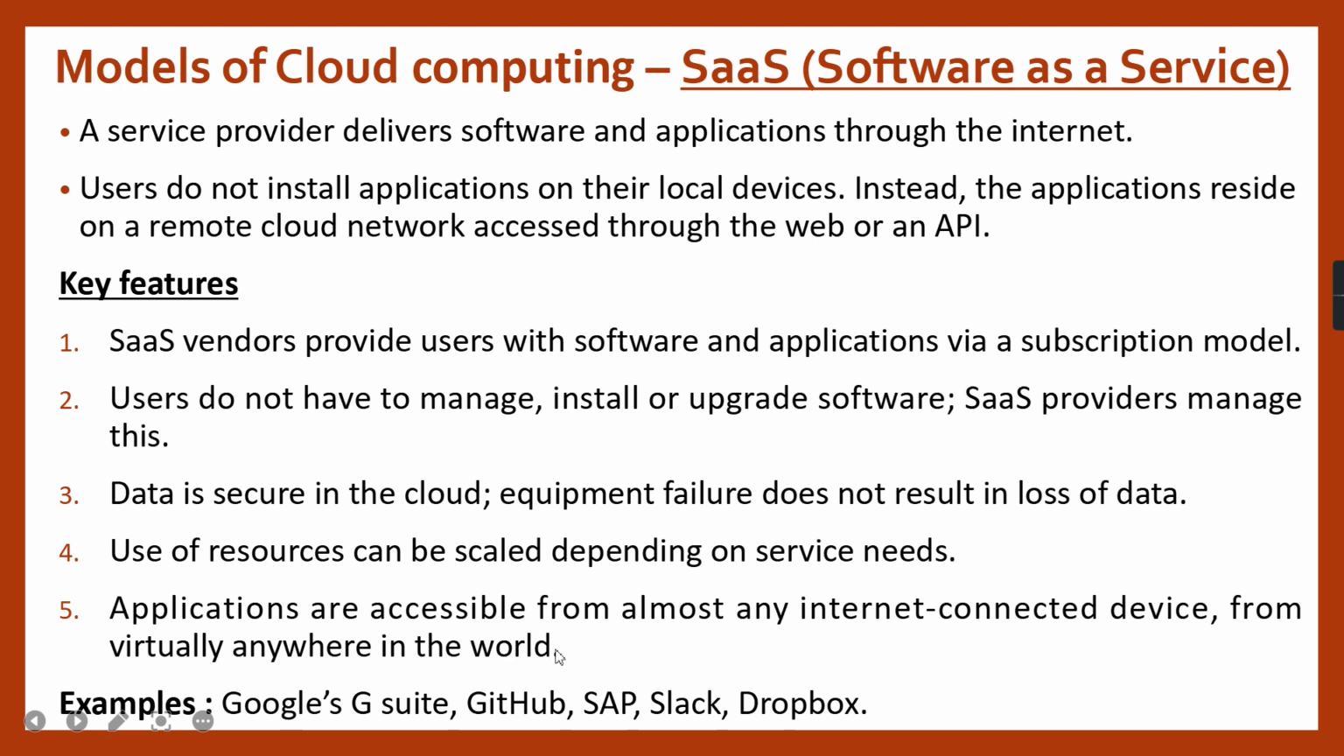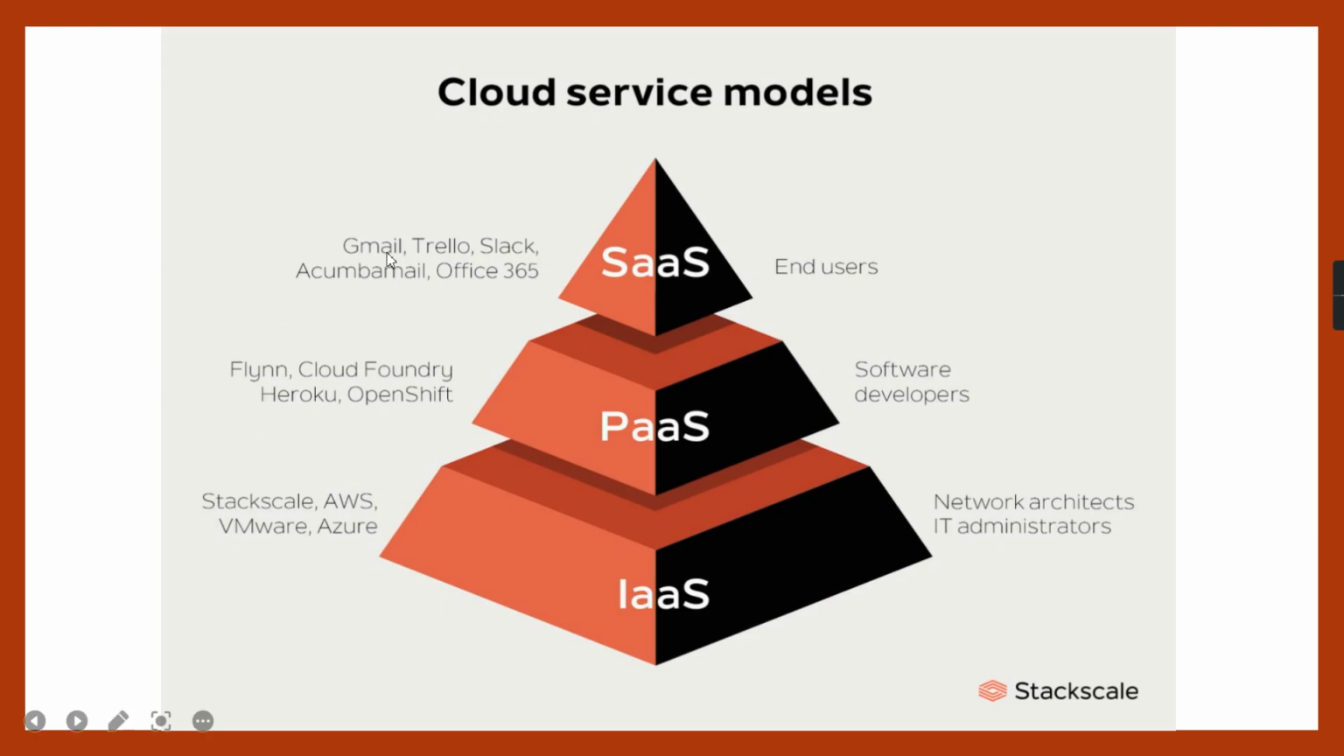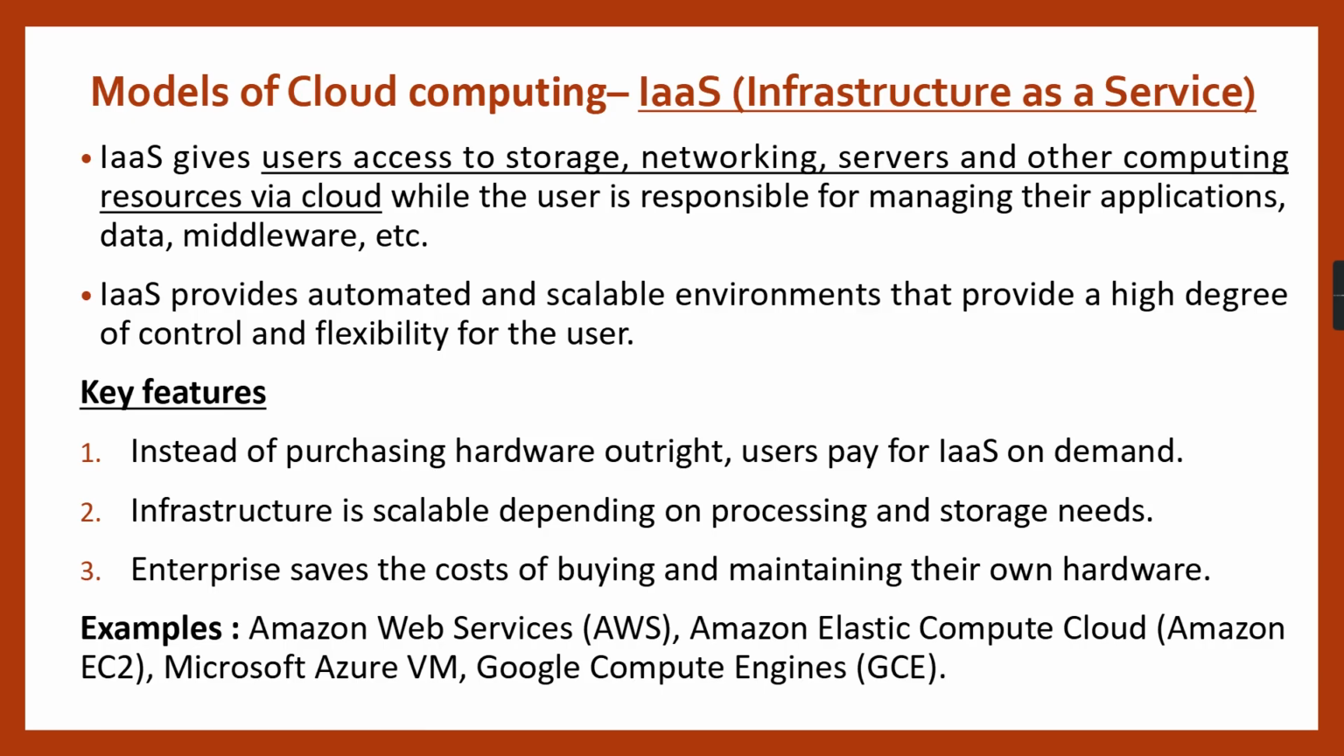So Google servers are not necessary. Yes, we have Google data servers in India. In Delhi we have, Hyderabad we have, and also they are situated in many other parts of the world. But we can access them virtually. So the examples of software as a service are Google G Suite, GitHub, SAP, Slack, Dropbox, and also Gmail, Trello, Slack, Mail, Office 365. You can also add WPS Office. That is also an example of software as a service.